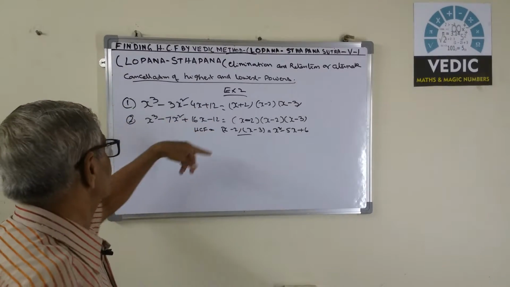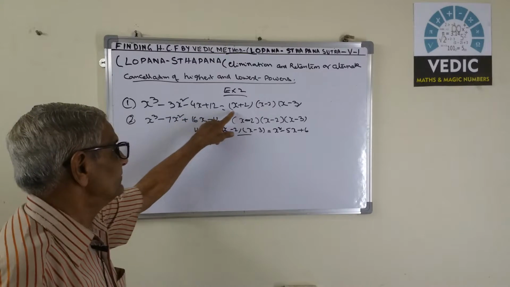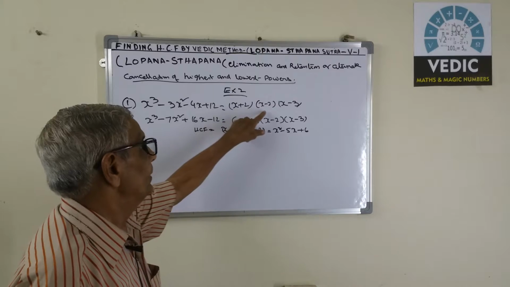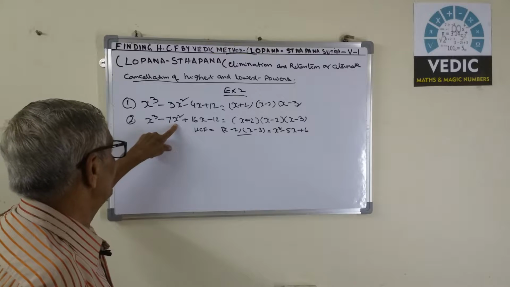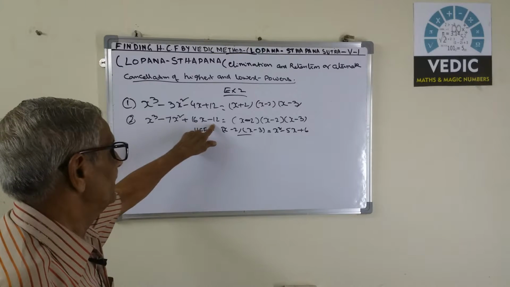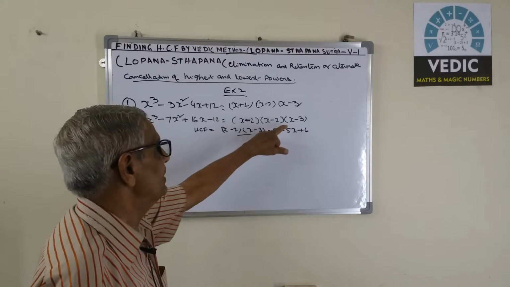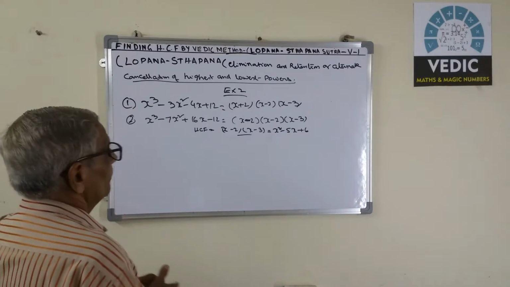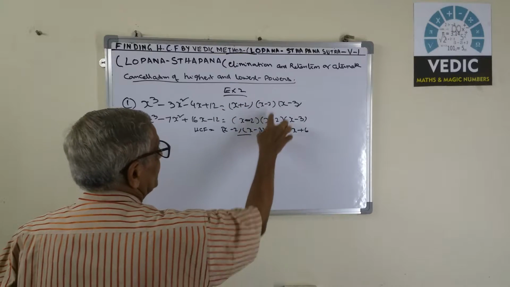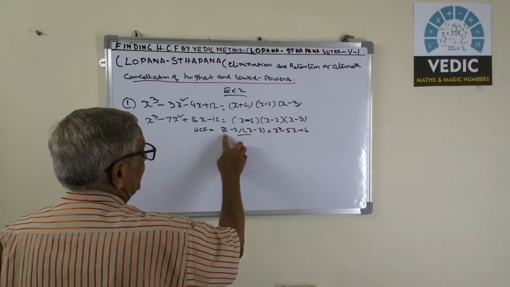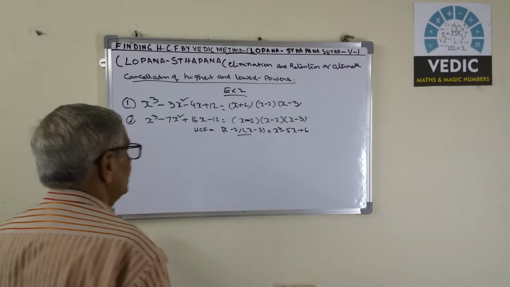Friends, now let us take up another example. x cube minus 3x square minus 4x plus 12. The factors for this equation are x plus 2, x minus 2 and x minus 3. Another equation is x cube minus 7x square plus 16x minus 12. Factors are x minus 2 into x minus 2, which we can also write as x minus 2 whole square, into x minus 3. In both, x minus 2 and x minus 3 are common. Here x plus 2 and x minus 2 cannot be taken. We have these two common factors, x minus 2 into x minus 3, which is x square minus 5x plus 6. Let us see the Vedic method.